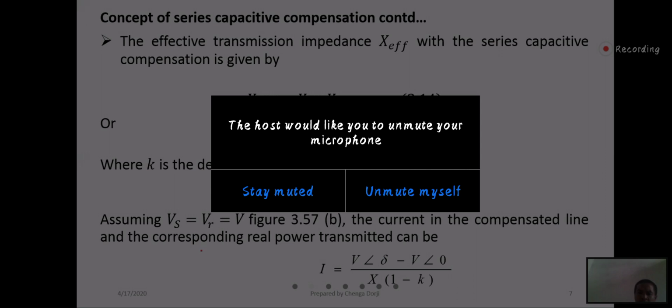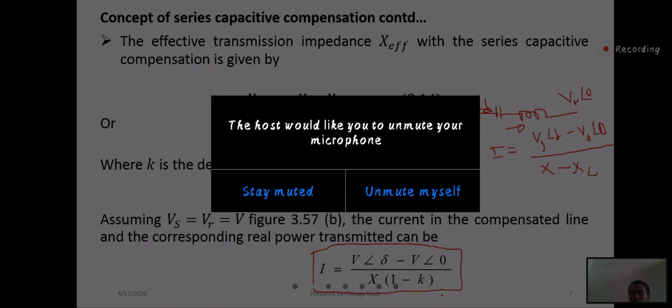Now you can see the current is given by this. The current in the compensated line: you have the capacitor, then you have the line here, and I is flowing. So I is equal to Vs angle del minus Vr angle 0 divided by X minus Xc.